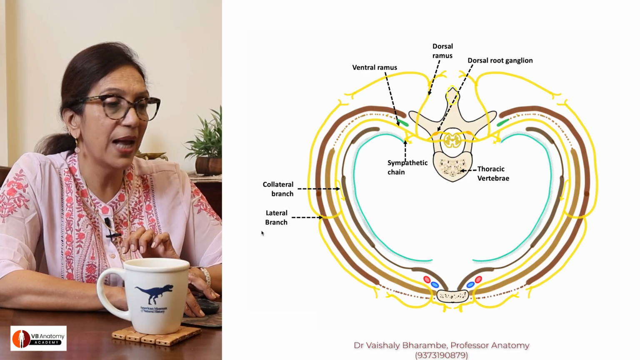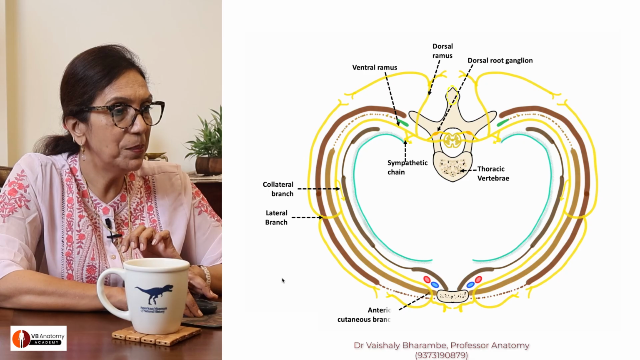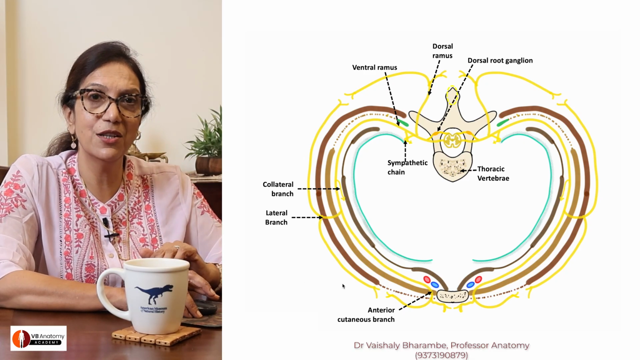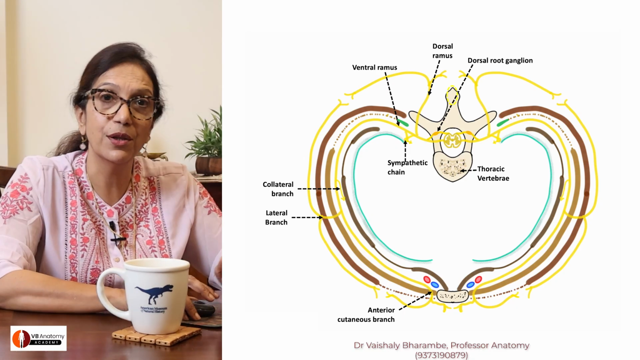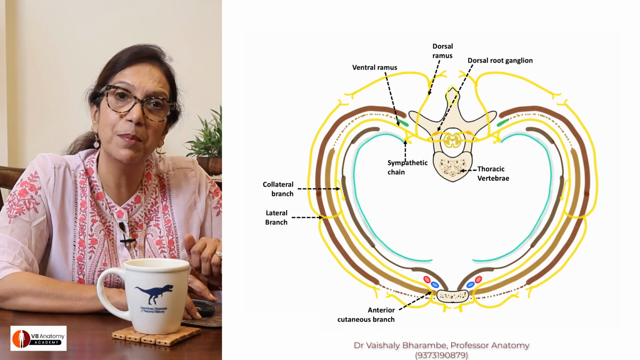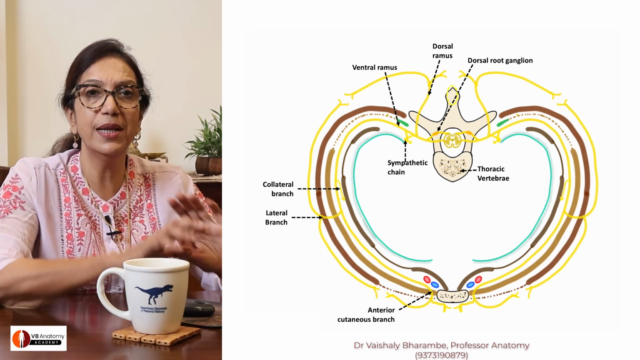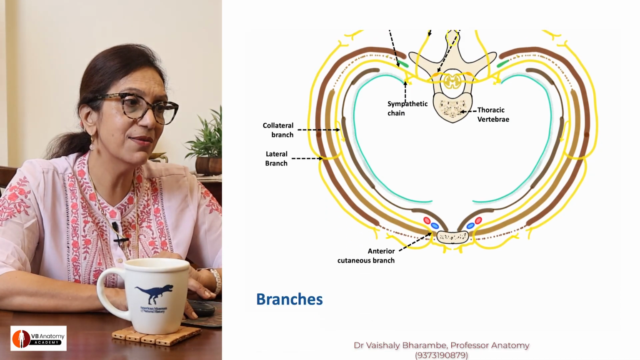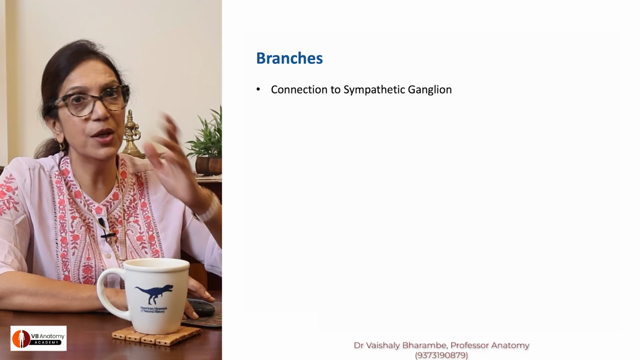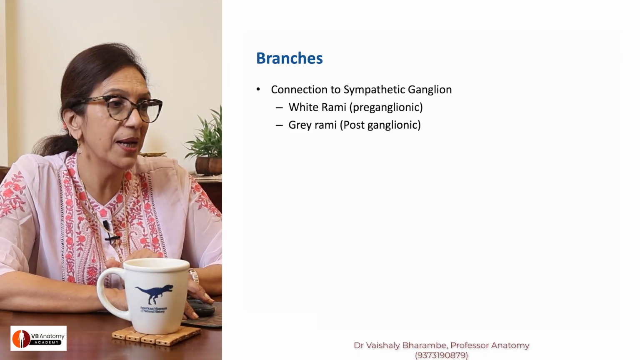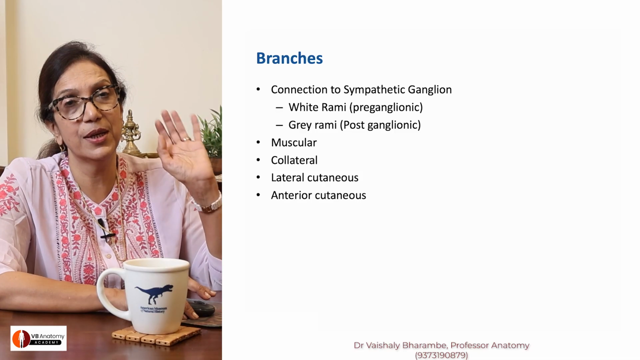Finally, the nerve gives rise to a lateral branch that you can see dividing into posterior and anterior branches. Then it pierces the muscles of the anterior chest wall and forms the anterior cutaneous branch, which supplies the chest wall again. The cutaneous supply to the anterior part of the chest wall. So lateral branch, collateral branch, anterior cutaneous branch, all these are supplying cutaneous supply as well as muscular supply to the chest wall. So what were the branches? Communication with sympathetic ganglion, white and grey rami communicans. Muscular branches, collateral branch, lateral cutaneous, anterior cutaneous branch.